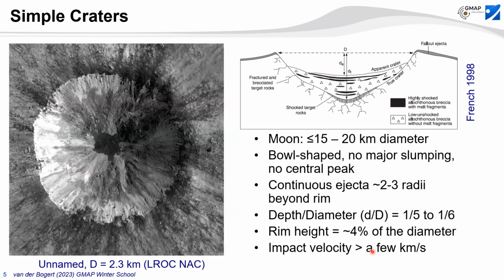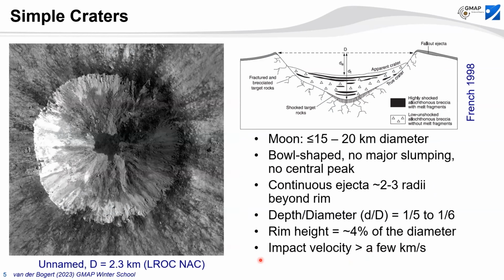Okay, so I want to step through now and look a little bit more in detail at the simple craters and the complex craters, so that you can start getting a feeling for what they look like in cross-section versus in map view when you would be making a geologic map out of it.